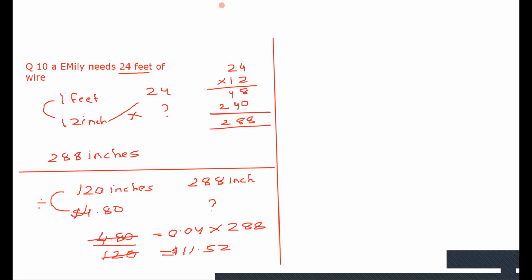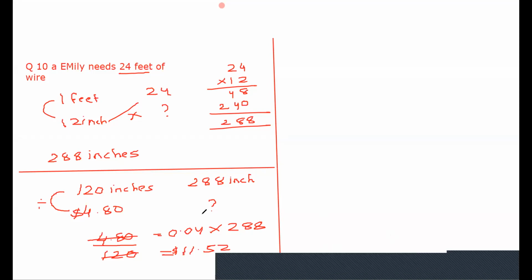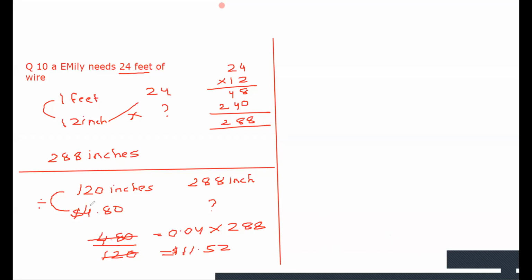Please copy this. Why do we multiply? Why do we divide 0.04 and multiply by 288? Judy, listen. The first thing is you will divide these two. Always. Like, for example, I will tell you a simple thing.